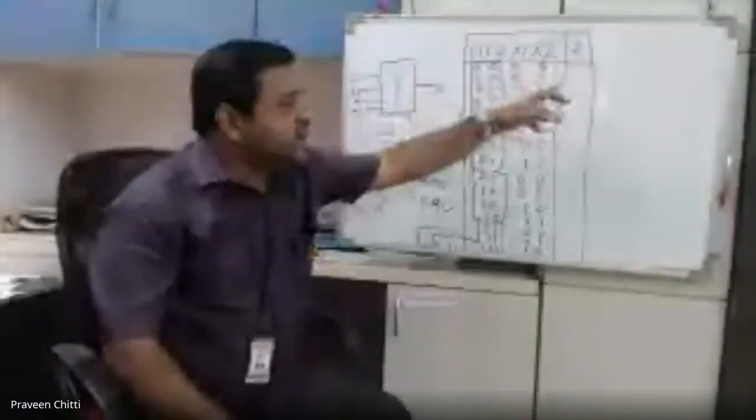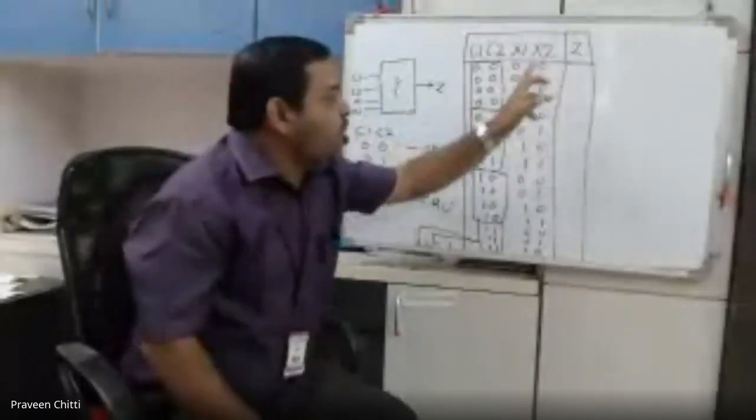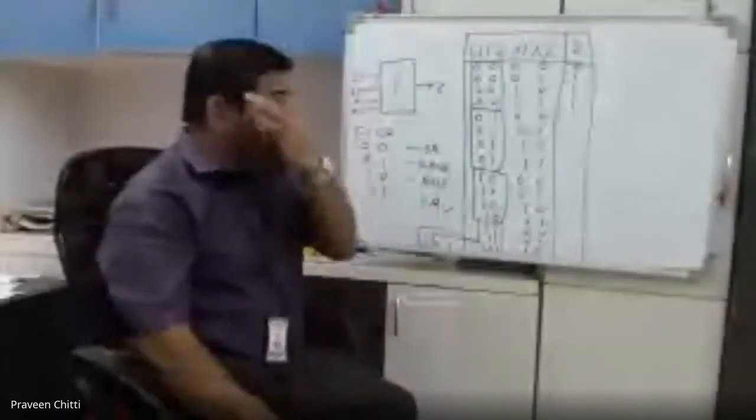Yes, X1, X2. So can you tell me what is the output for the first case? For all the 4, we need to do OR operation of this and this. So 0 or 0 is what? 0. Next 0 or 1. 1. 1 or 0. 1. 1 or 1. 1. So we got the first 4 combinations.